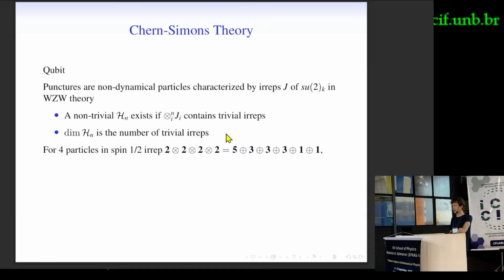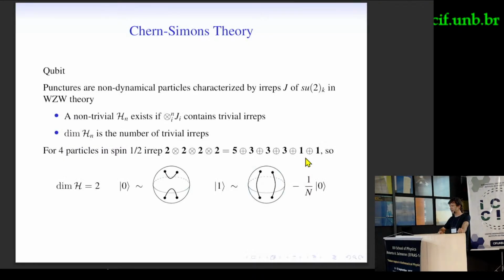So this is particle physics-like notation. You have products of 4 doublets, 4 spin 1/2 particles, and then you expand it in a sum of irreducible representations. We'll have spin 3/2, a triplet of spin 1, and 2 singlets if you just compute this expansion of the tensor product. Which means that if I put 4 particles on a sphere, the dimension will be 2, because there are 2 singlets that appear in the expansion of this tensor product. So in this case, the dimension of the Hilbert space is 2.